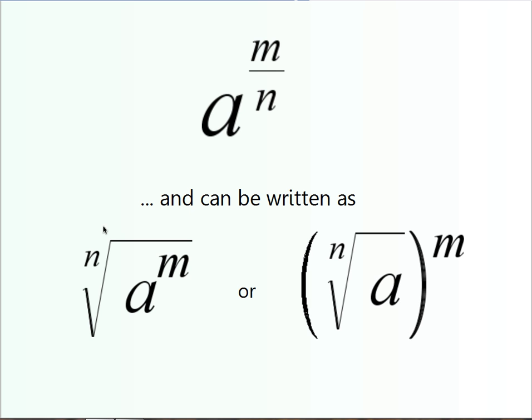Written as a radical expression, I have the nth root of a to the m power. I also can take the m to the outside of the whole thing by putting the nth root of a in parentheses. But the first one is the way you'll see it most often.